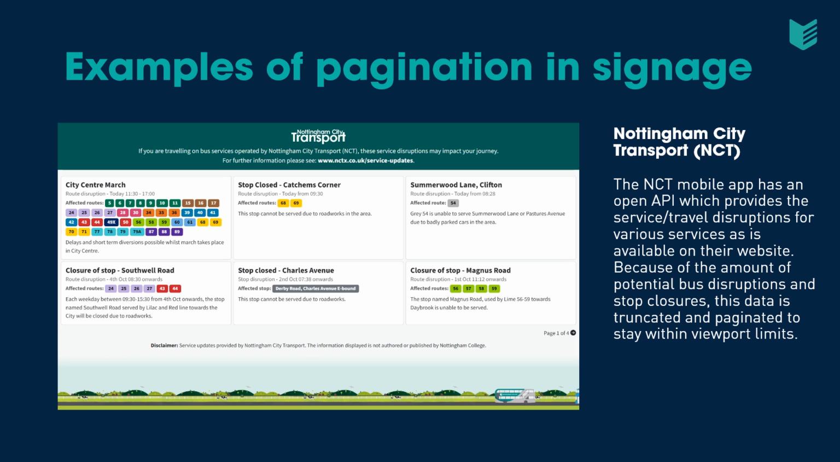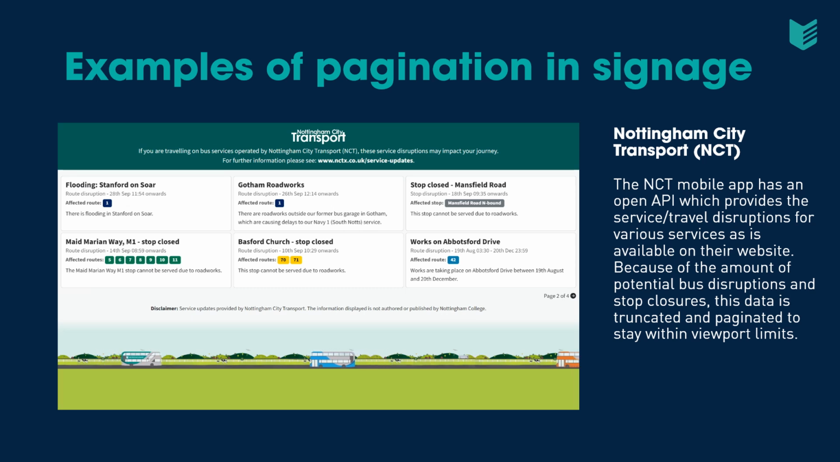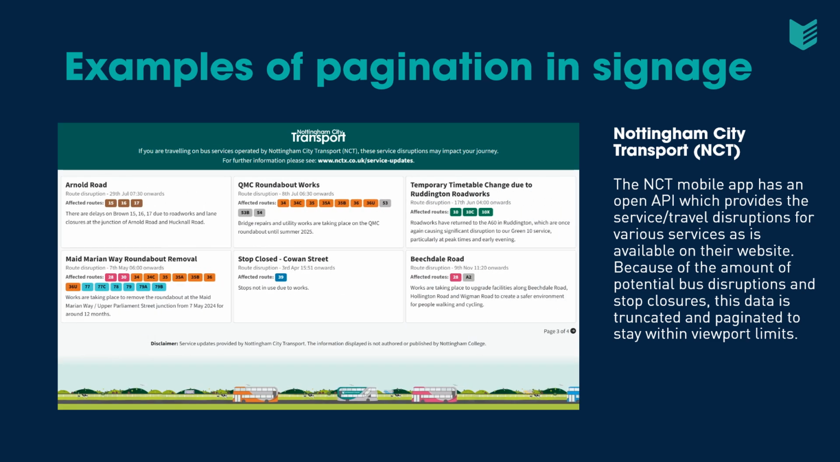And the final example of pagination is Nottingham City Transport. They're one of the Nottingham bus services in the city, and their mobile app also has an open data API, which allows us to directly access their service and travel descriptions. The NCT app is really interesting because it communicates 2 types of disruption. One is to do with buses affected, so routes. You can see the little squares with the colours; those are the different bus routes. The other is stops, so certain stops can get closed or be out of service due to roadworks.